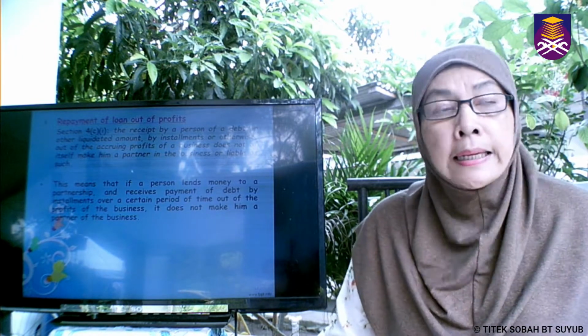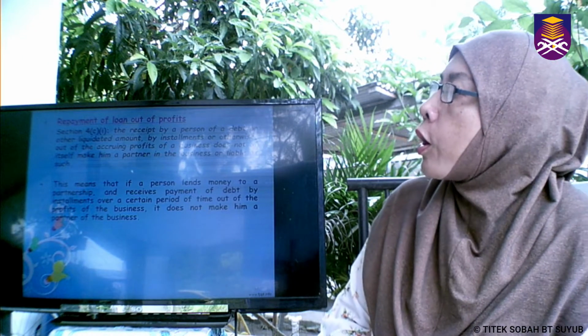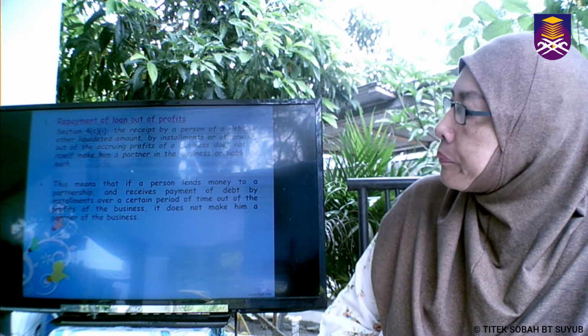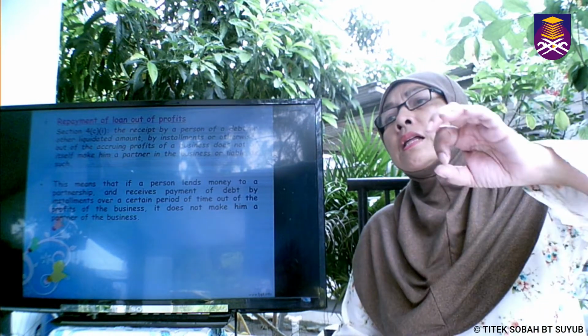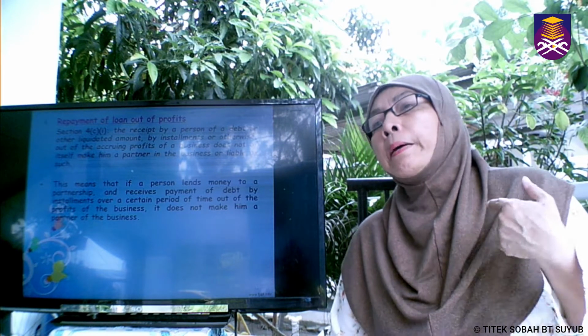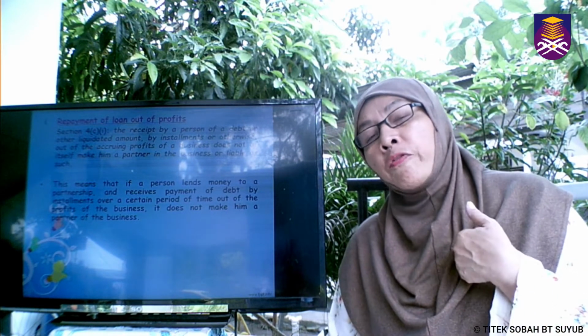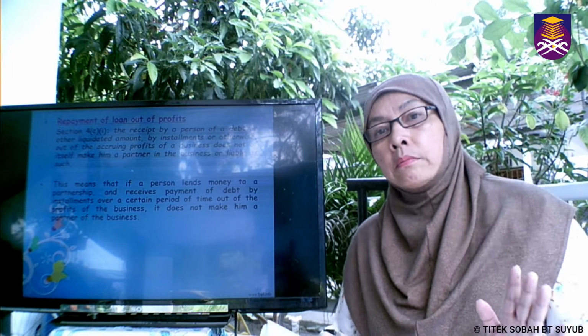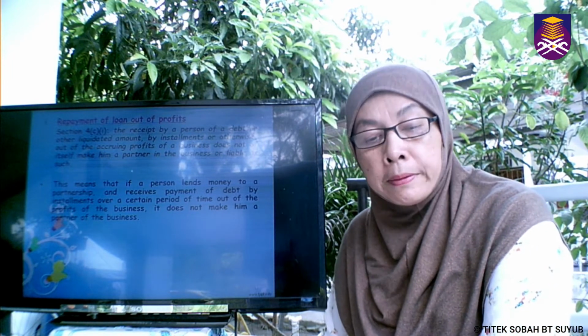This is what is clearly stated under section 4(c)(i). Okay. So meaning, just because the bank lends me money and I pay back the bank from the profit I receive, that does not make both of us partners in my business.